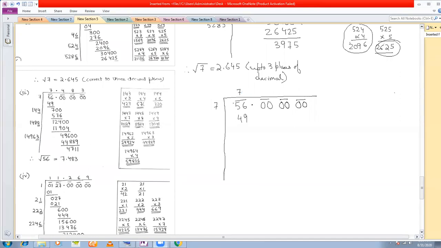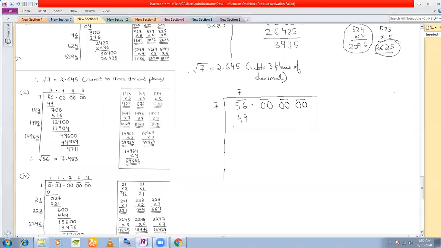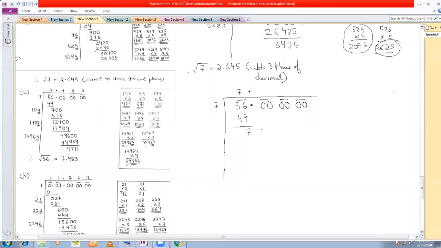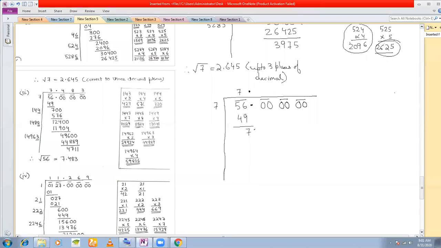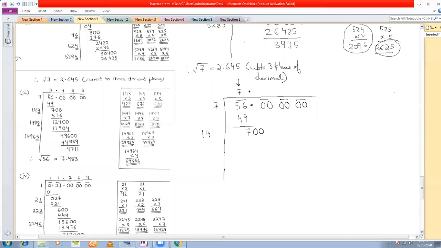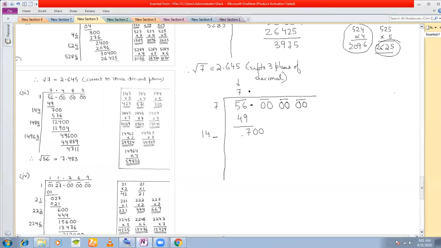Okay, and you subtract this, you get 7. This decimal point will come here as it is, just as the decimal point is there. So this will come here, and we bring down these 2 zeros. Okay. And now what we do is we double this 7 to get 14. Now we are going to place a digit here.